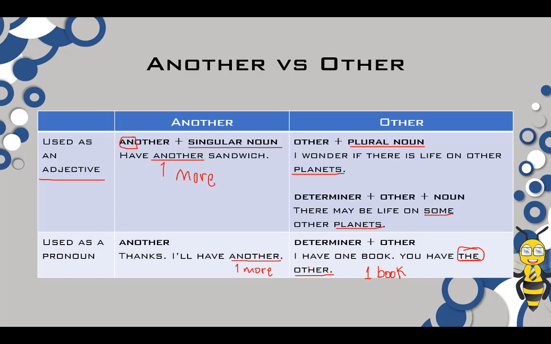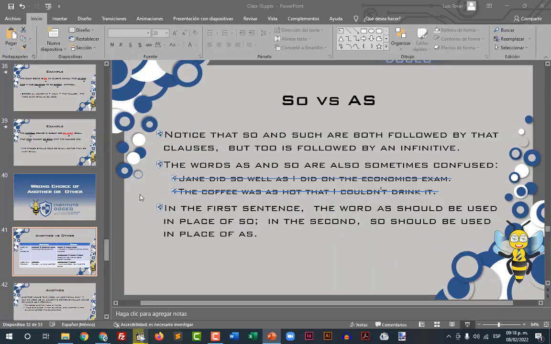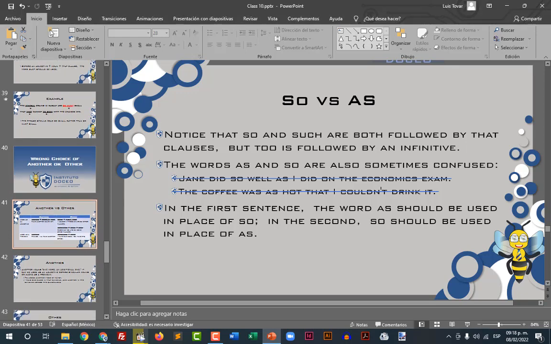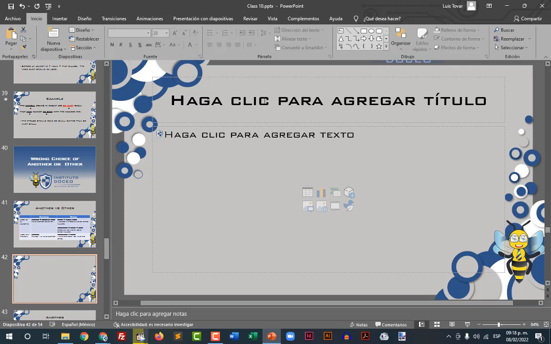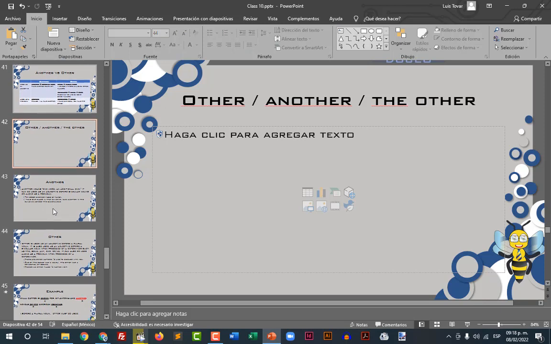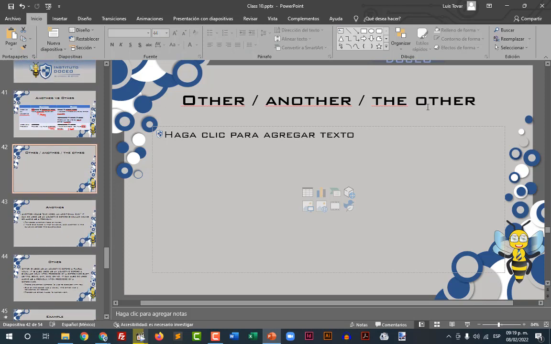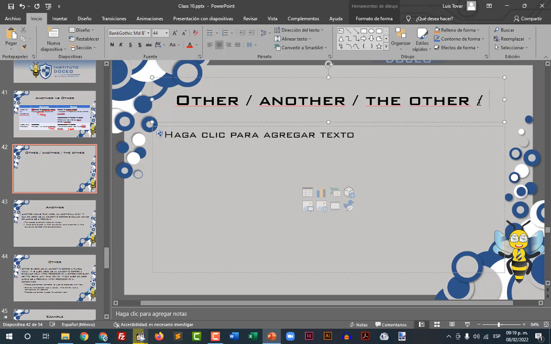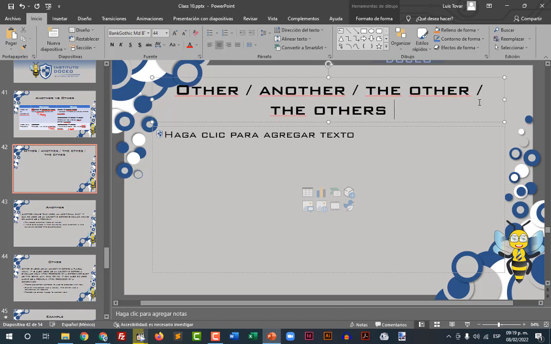Yes or no? I'm a little confused on the last one. On the last one, okay? Sure. That one. Let me try to make you have the other. Actually, it's not in the TOEFL if I'm not wrong, but let me just check if it's in here. No, it's not. But I'm going to add here the other and others.